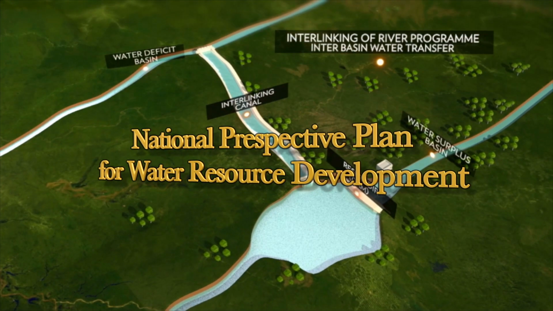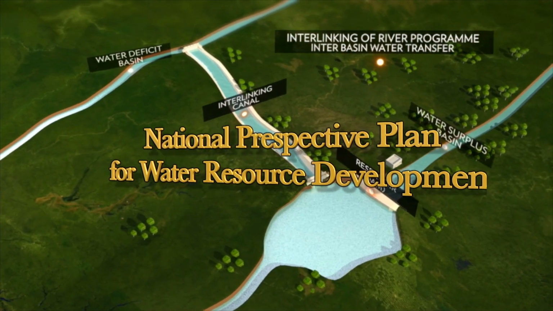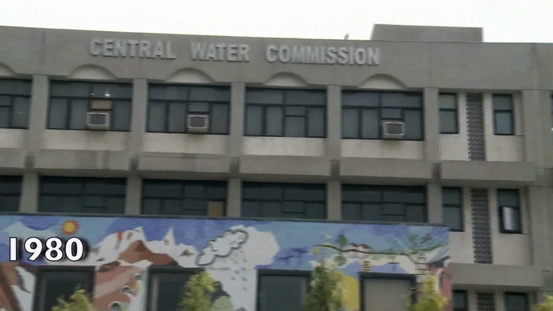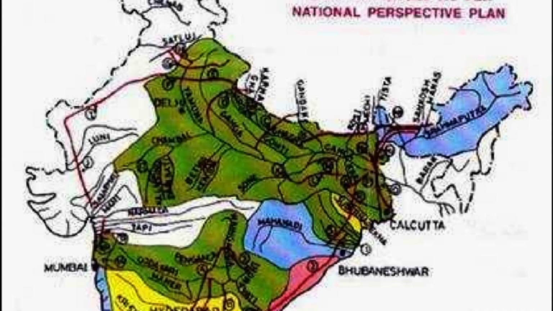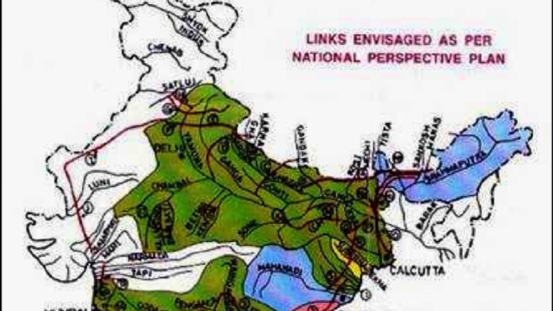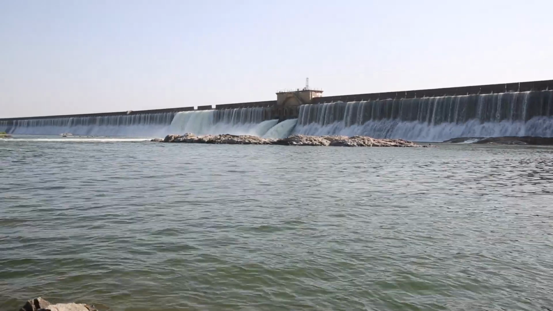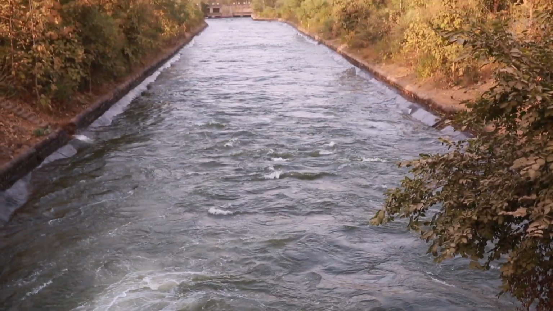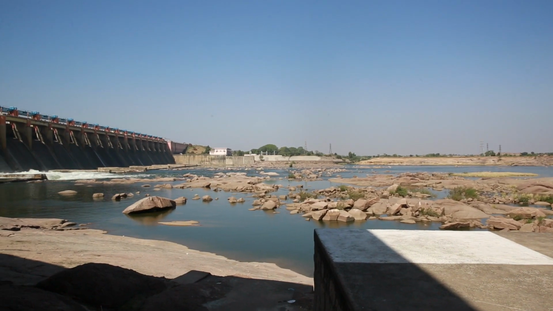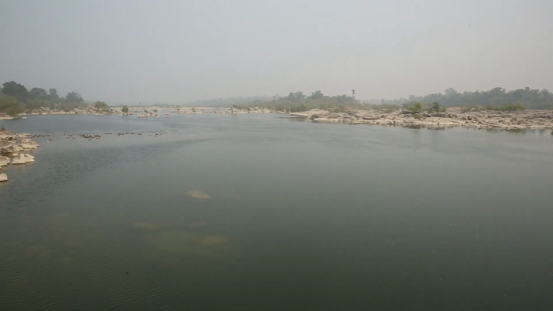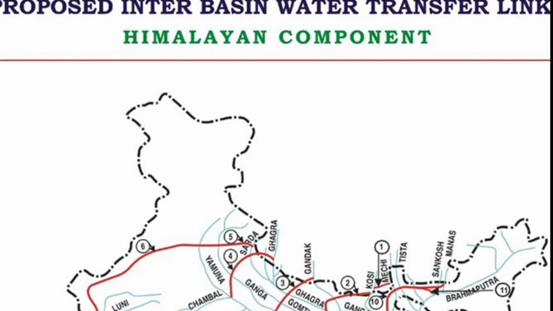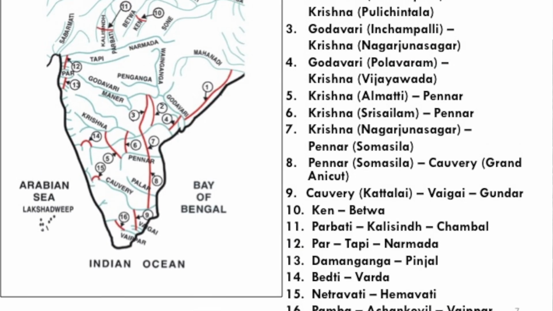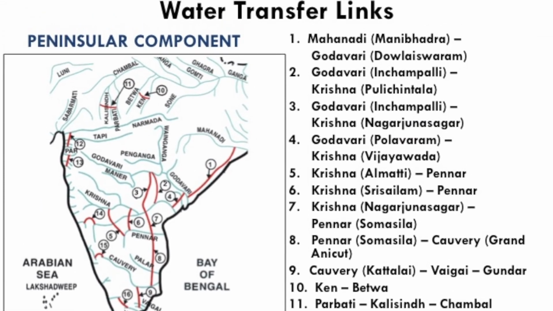National Perspective Plan for Water Resource Development. In 1980, the then Ministry of Irrigation and Central Water Commission formulated a National Perspective Plan (NPP) for water resources development, envisaging inter-basin transfer of water from surplus basins to deficit ones with a view to minimize regional imbalances. The plan has two components: Himalayan rivers development and peninsular rivers development.